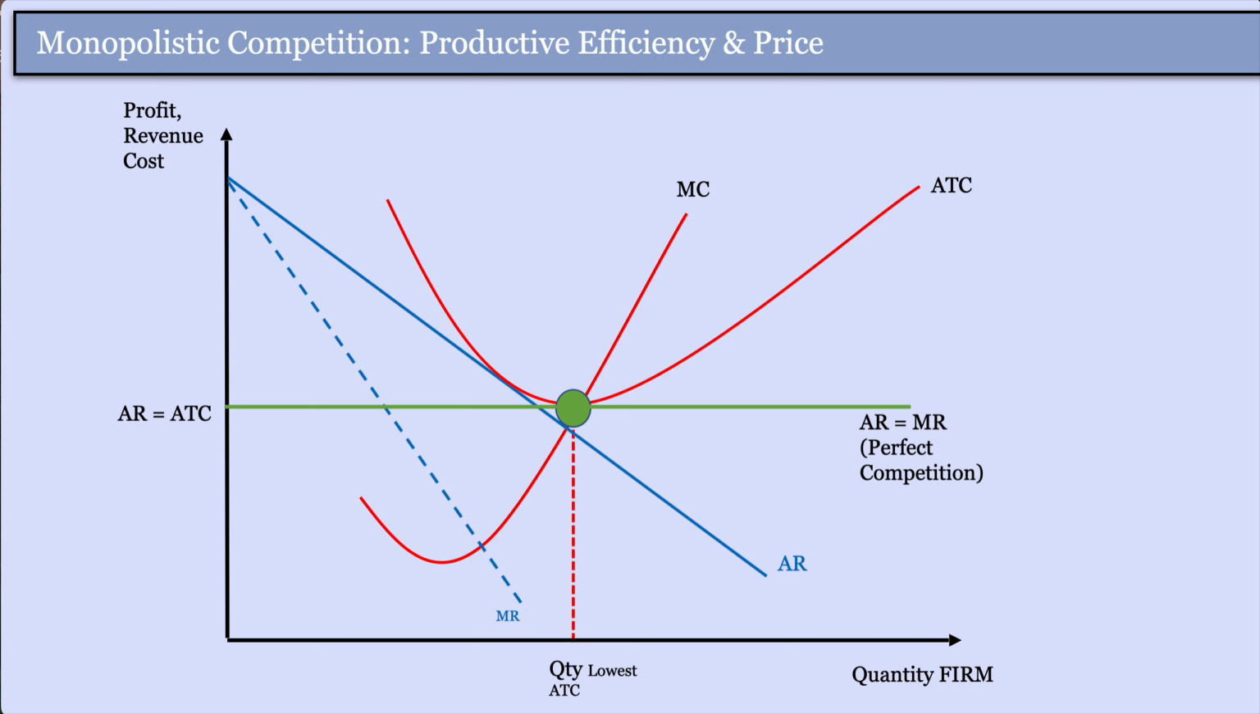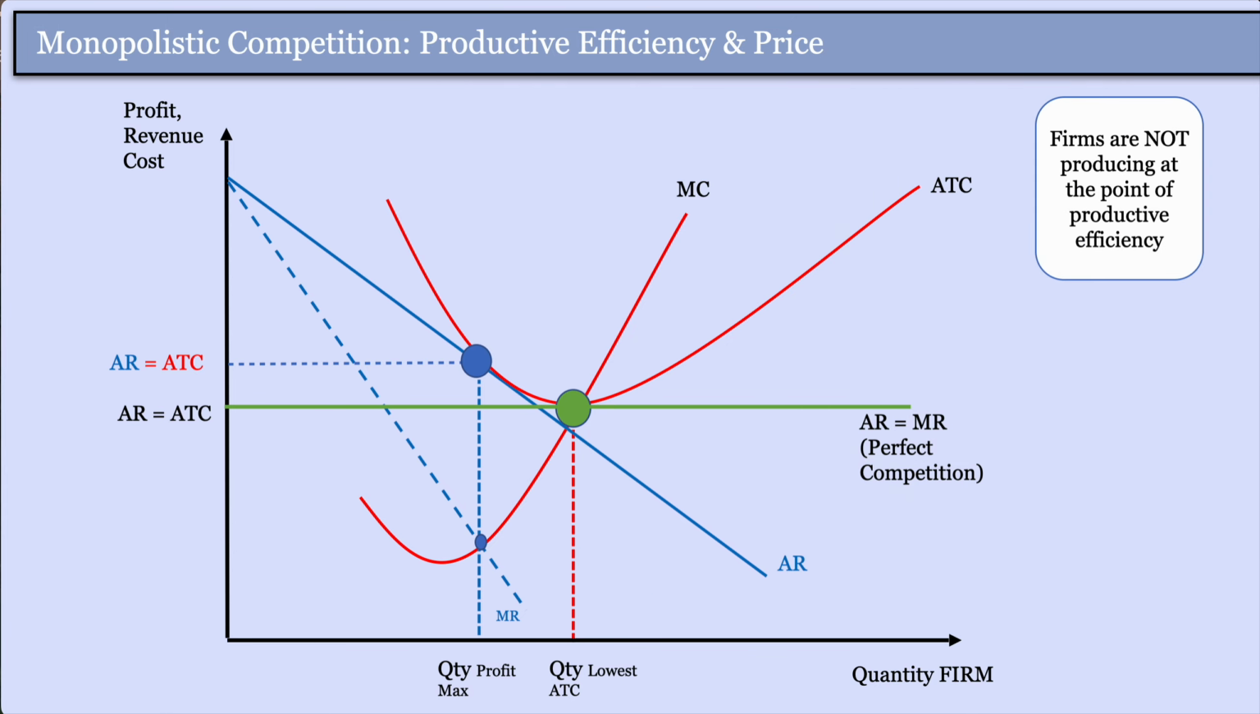There's your situation in monopolistic competition, and so therefore in monopolistic competition you are not productively efficient. The price is higher than it would be in perfect competition, and the output is lower. So those are the key things to say. Firms are not producing productively efficiently, and the price is higher, quantity is lower.